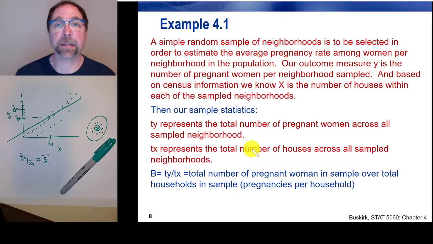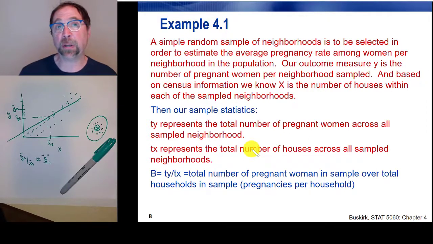A simple random sample of neighborhoods is to be selected in order to estimate the average pregnancy rate among women per neighborhood in the population. This was a really important example that was motivated by some work that I did a couple of years ago on the National Children's Study, which was a heroic effort by the US government to follow children while they were in the fetus, while they were in vitro, up until they were 20 years of age across the country.